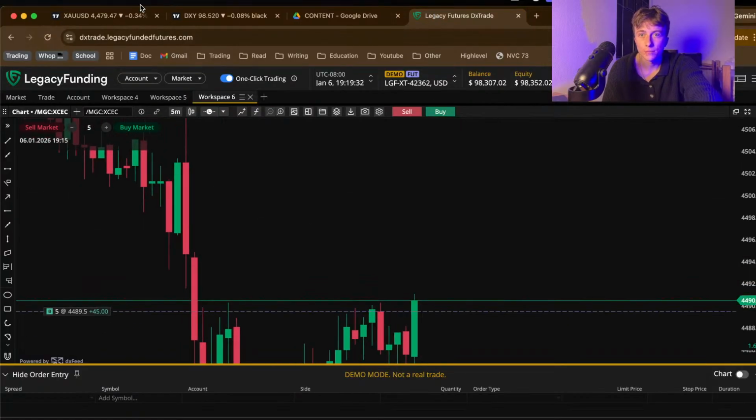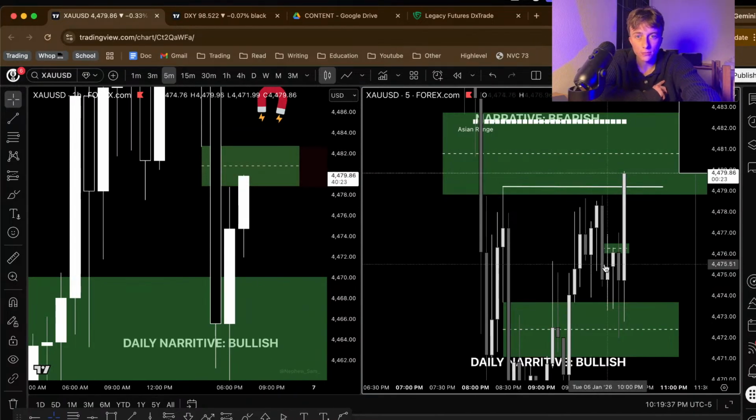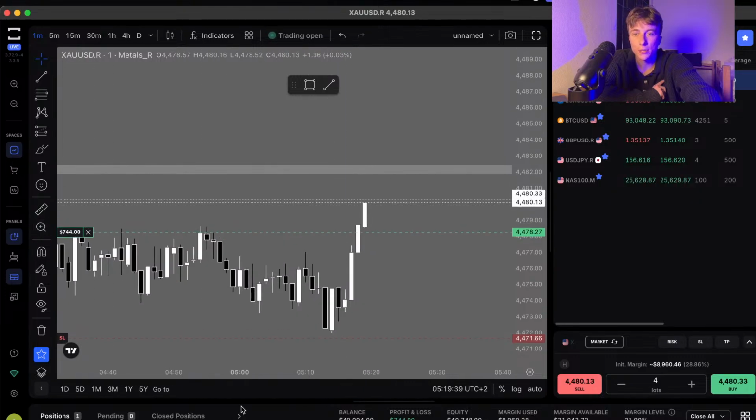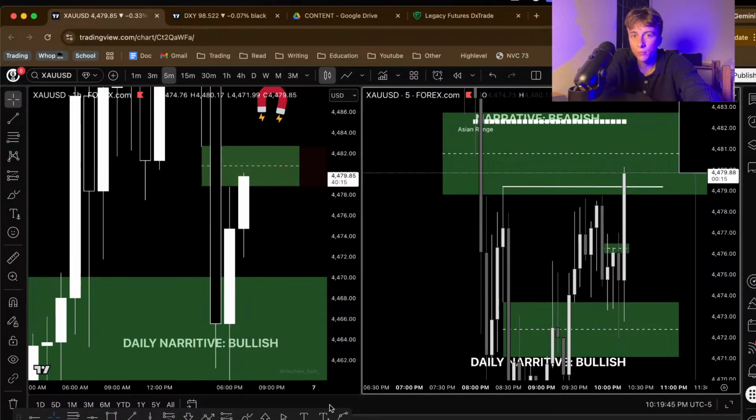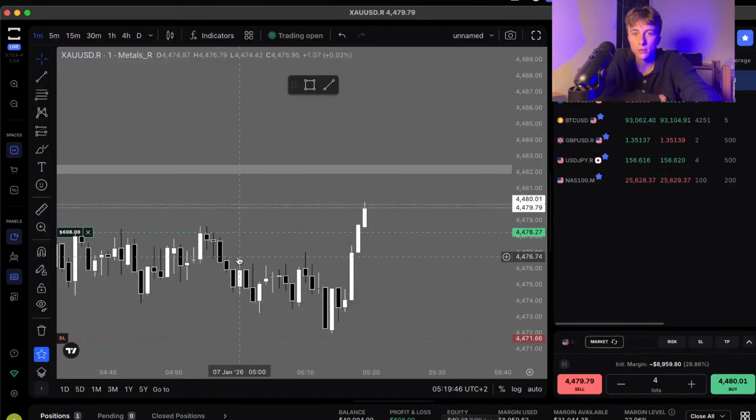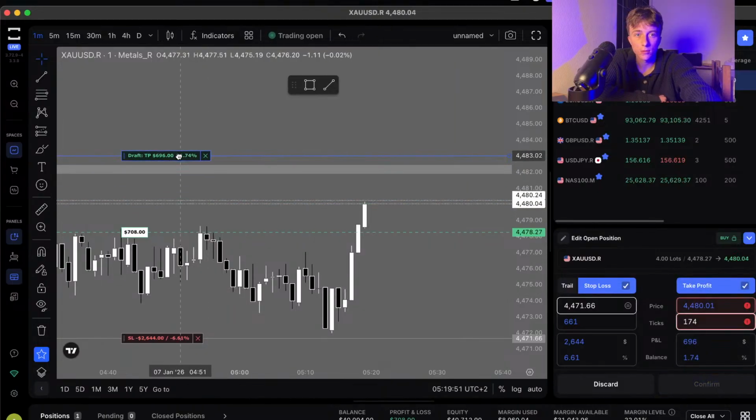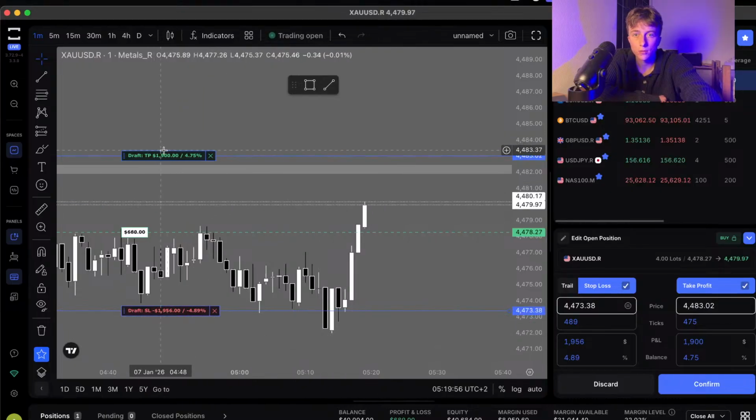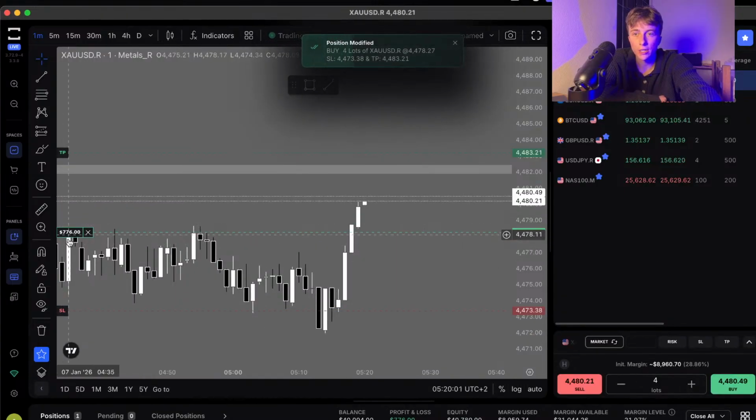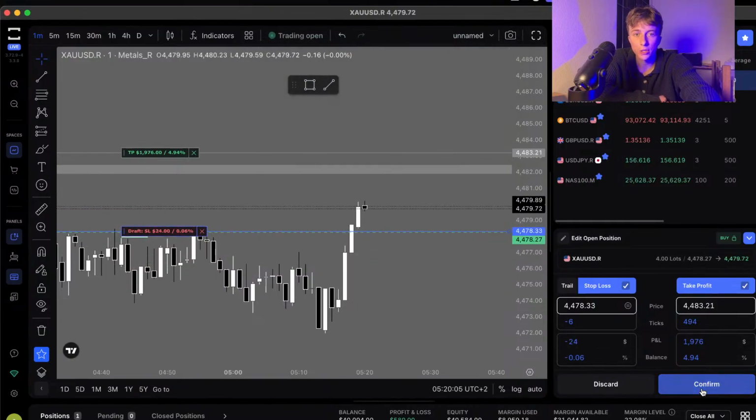What's my TP? What am I looking for? I'm looking for the top of this gap to get filled. So right now the TP is going to go at the top of this gap, which would be 4482, pretty much 4483. This is just a one-on-one RR. I can go break even already though. Risk it because the entry was really high up.